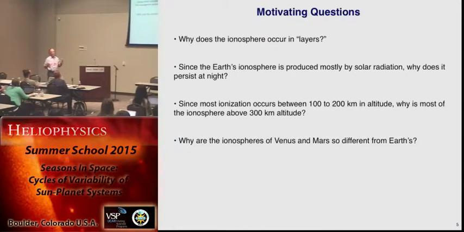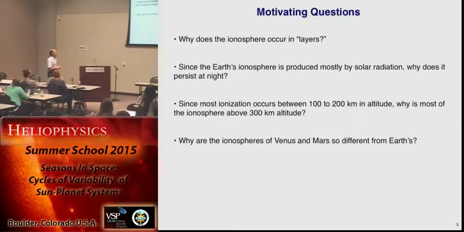People talk about ionospheric layers. You may have heard F layer, E layer, this sort of thing. And why is that? Why are there layers in the ionosphere? So the Earth's ionosphere, we know it's produced mostly, not entirely, by solar extreme ultraviolet and X-ray radiation, but it's still around at night. Why?